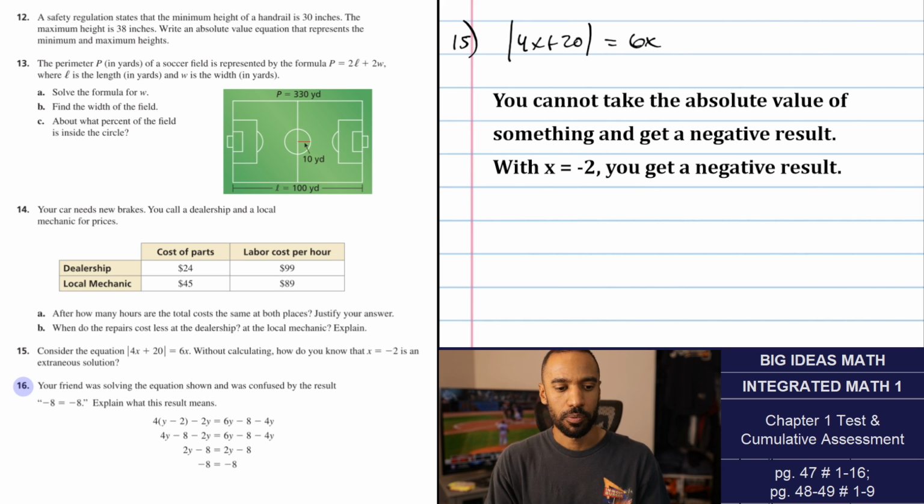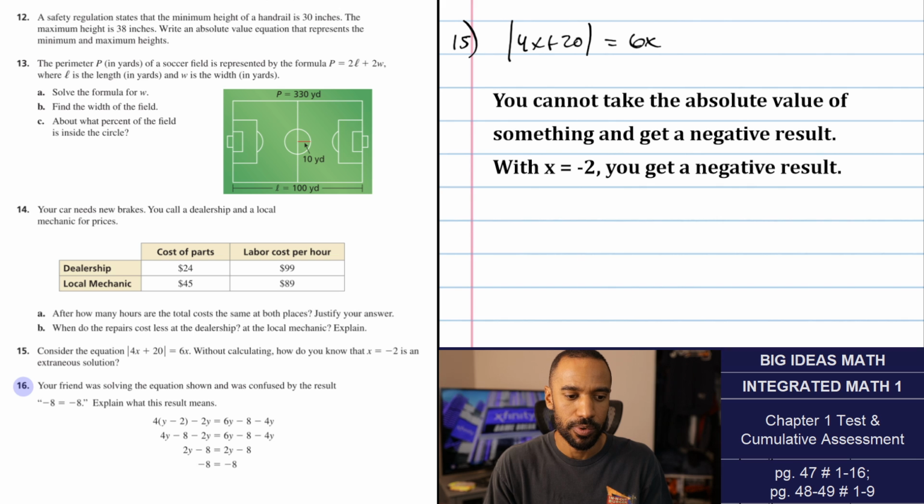Number 16, your friend was solving the equation shown and was confused by the result -8 equals -8. Explain what the result means. All right, first of all, trusting that they did everything correct. They distributed 4 into here, all good. They combined like terms there, all good. Combined like terms there, all good. Subtracted 2i from both sides, all good.